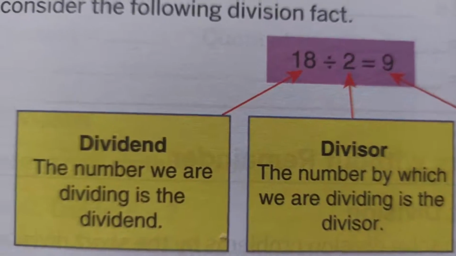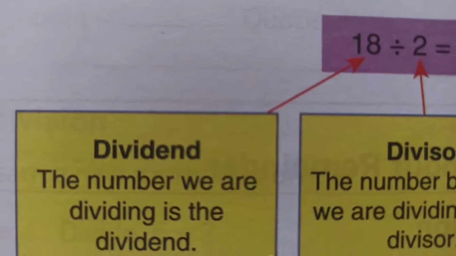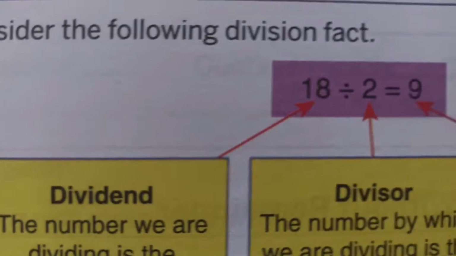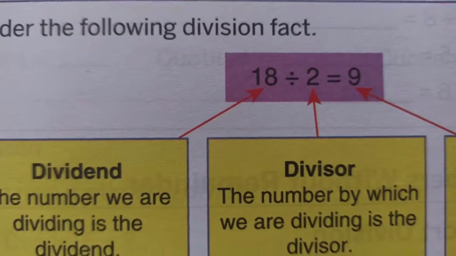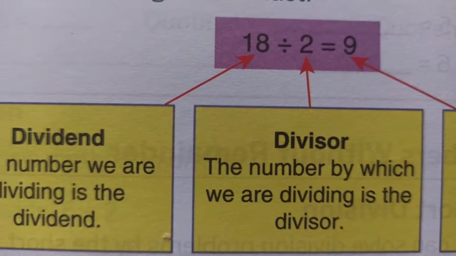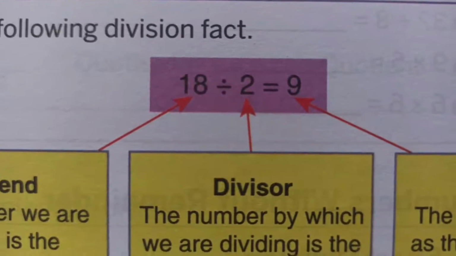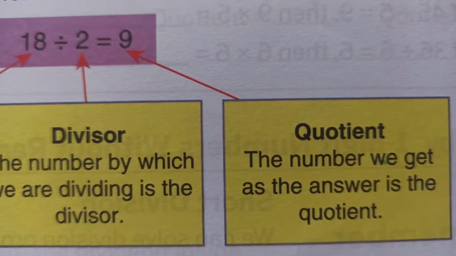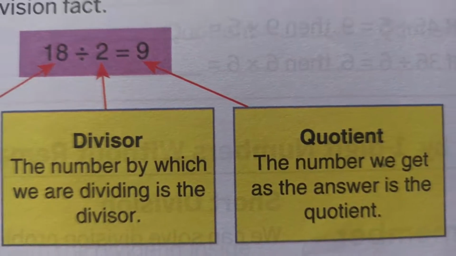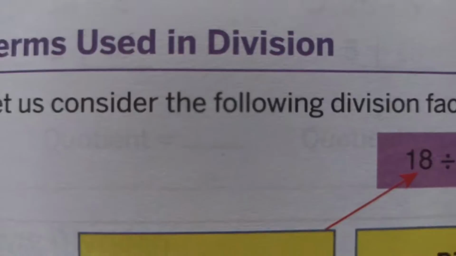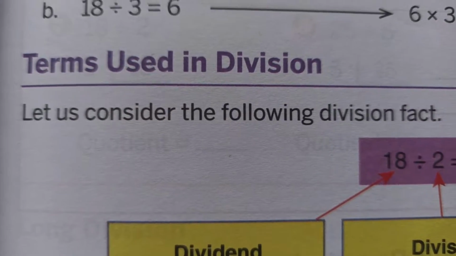Here the dividend is 18. The number we are dividing, that is 18, is the dividend. And 2 is the divisor. The number by which we are dividing is the divisor. And 9 is the quotient. The number we get as the answer is the quotient. These are the terms used in division.